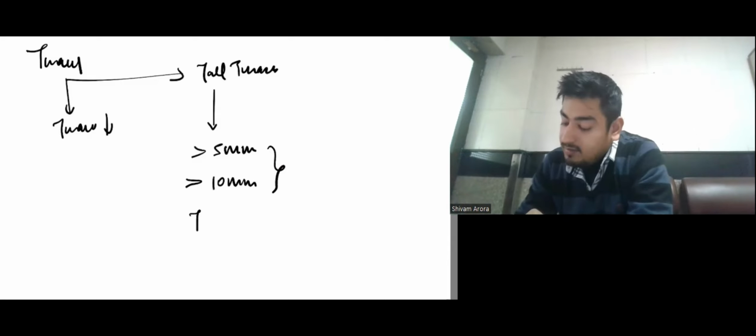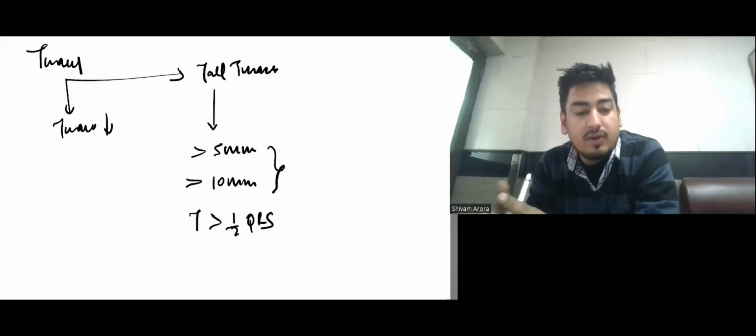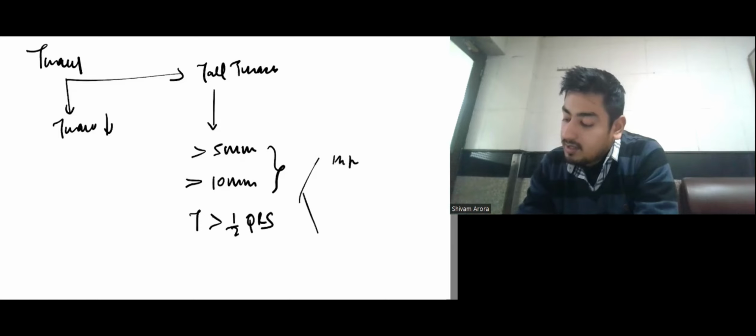Other than that, if the T wave is more than half of the QRS height, then we call it tall T waves. And the causes of tall T waves, two important causes: one is hyperkalemia, the other one is acute MI, hyperacute MI.